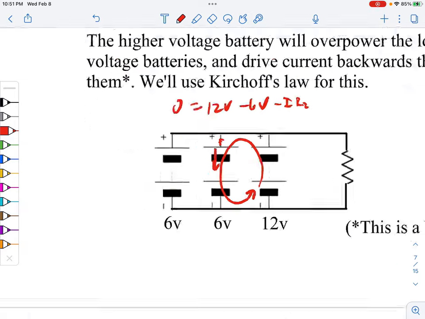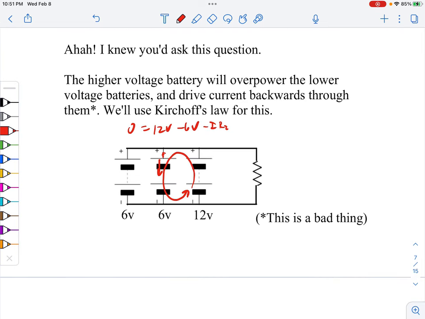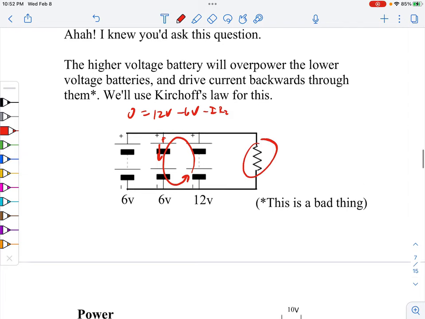So like I said, when we put batteries in parallel, we don't want to mix voltages. You've got to keep them all the same so that doesn't happen, so that the current's going where you want it to go, which is into your load over here.